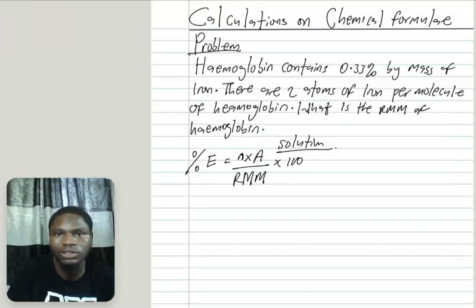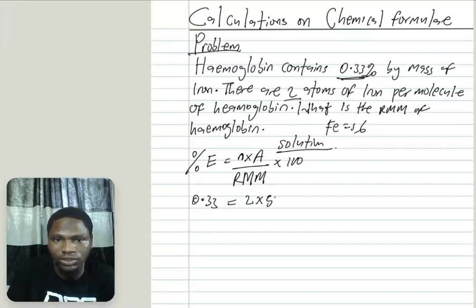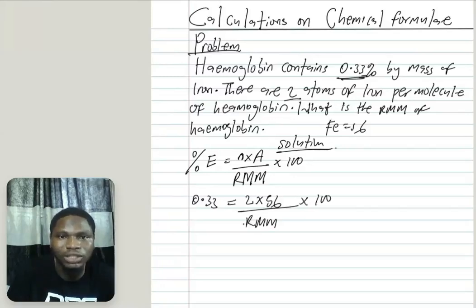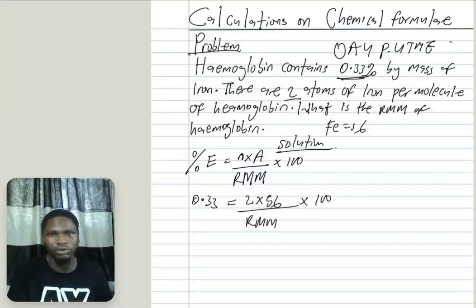We want to calculate the percentage. They said the percentage of iron is 0.33. So I have 0.33 equal to what? Number of atoms of iron in that hemoglobin? It is 2 times what is the atomic mass of iron? That's 56. So 56 over the relative molecular mass. Are you there? Then times 100. So we want to get the relative molecular mass. Okay, so this question is on OAU post UTME. Are you there? That's where this question is gotten from.